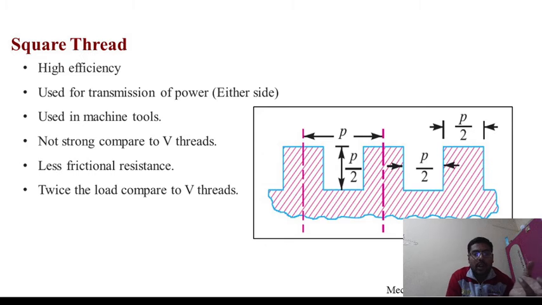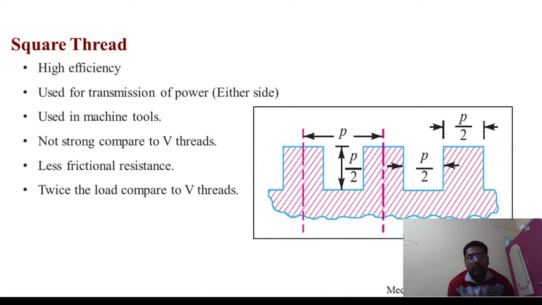Fourth, it is not as strong compared to V threads. V threads are very strong, but the chance of a V thread failing, of the thread portions or components failing, is higher. In this type of thread the chance of failure is less, and the frictional resistance, meaning one face rubbing against another face, is very low.